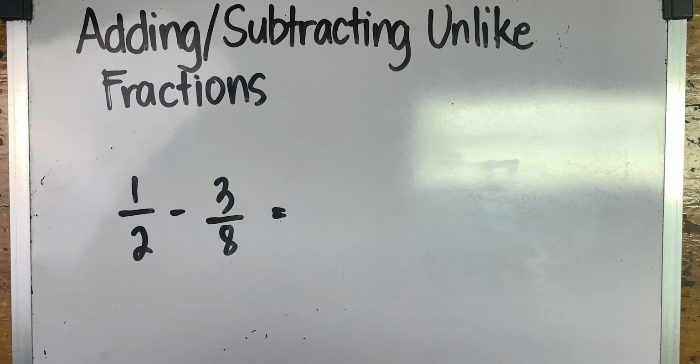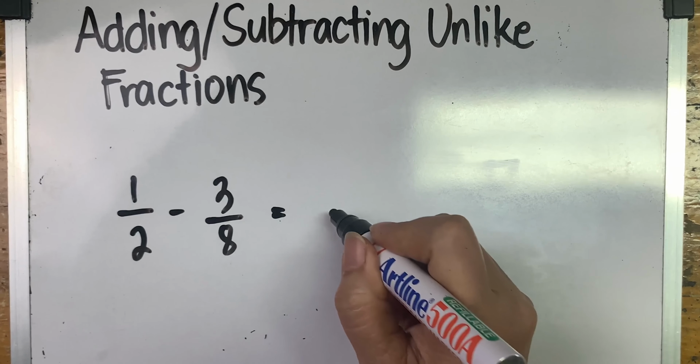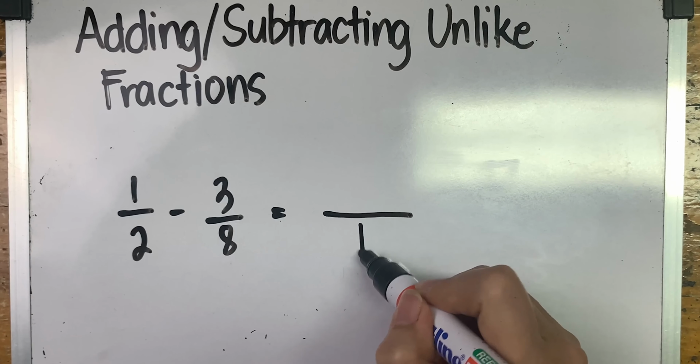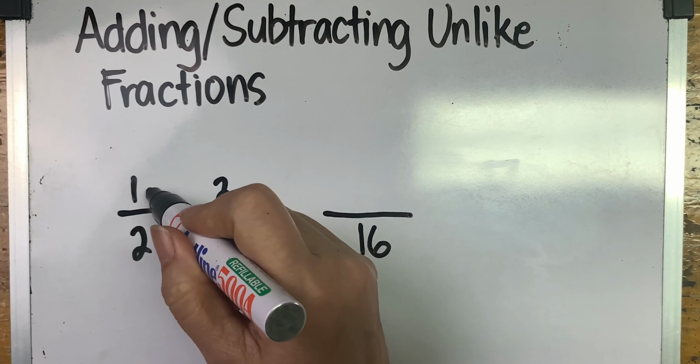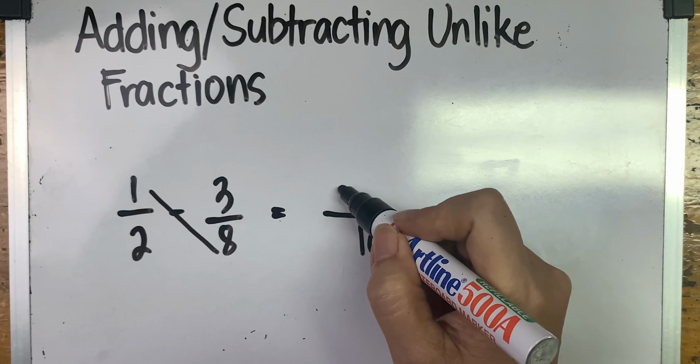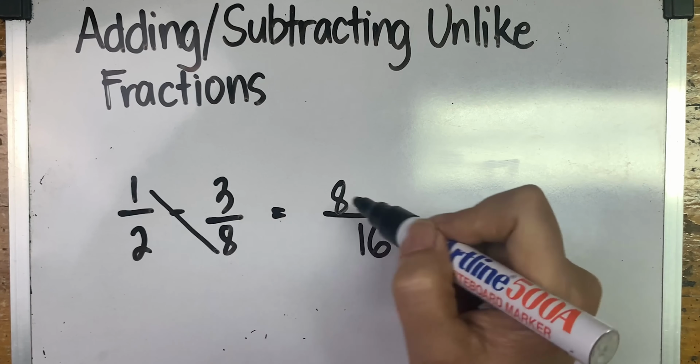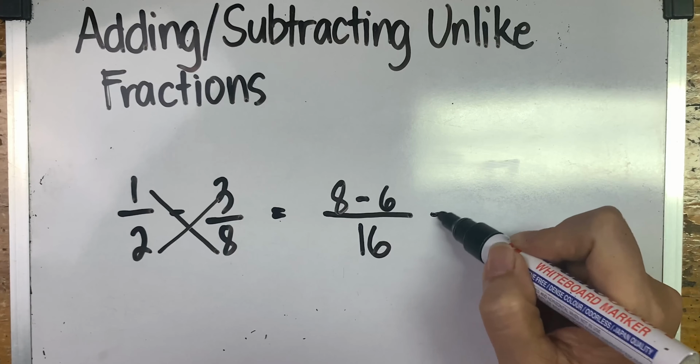Ngayon, pumunta naman tayo sa subtraction. Okay, so 1 over 2 minus 3 over 8. Katulad din ng sa addition, ganun din ang gagawin natin. I-multiply natin yung dalawang denominator. So, 2 times 8 is 16. And then we cross-multiply. 1 times 8 is 8. Then, yung sign na negative. And then, 2 times 3 is 6.